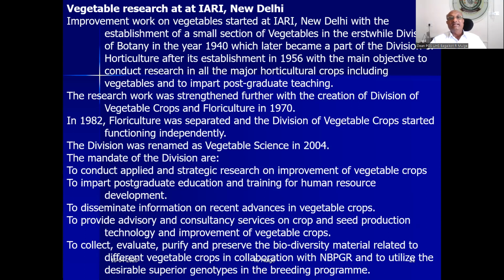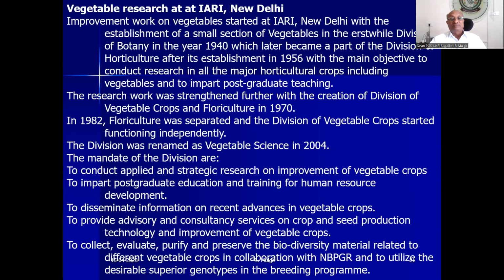It's also to impart the postgraduate teaching. Then the research work was strengthened further with the creation of Division of Vegetable Crops and Floriculture in 1970. In 1982, floriculture was separated and the Division of Vegetable Crops started functioning independently. The division was renamed as Vegetable Science in 2004.